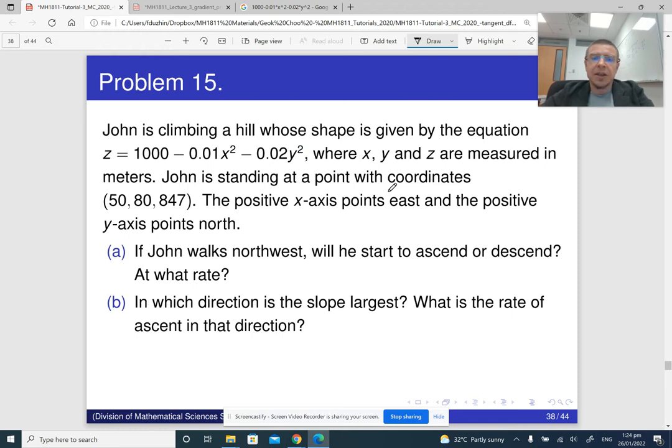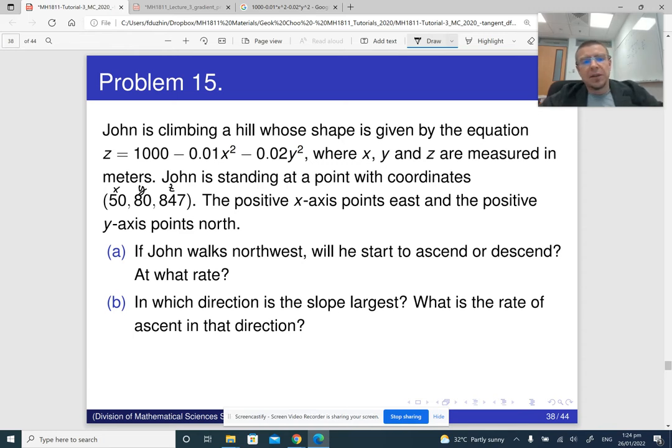So John is standing at a point with coordinates x is 50, y is 80, and z is 847. I will not check it; I guess it's correct. Basically we don't really need z, because if we know x and y, then z is given by the equation. The positive x-axis points east and the positive y-axis points north.